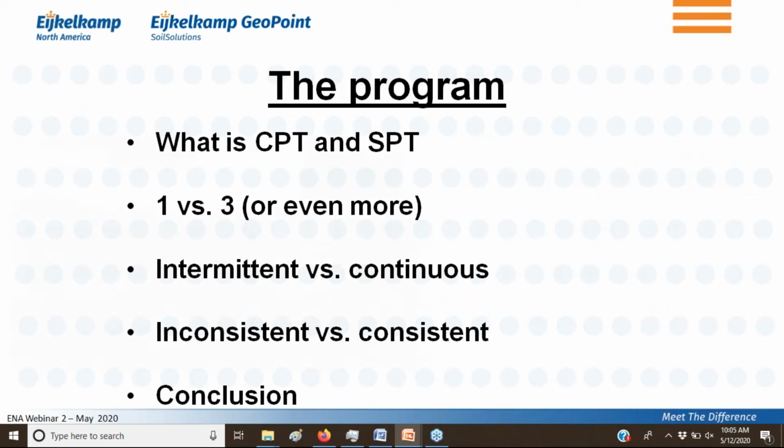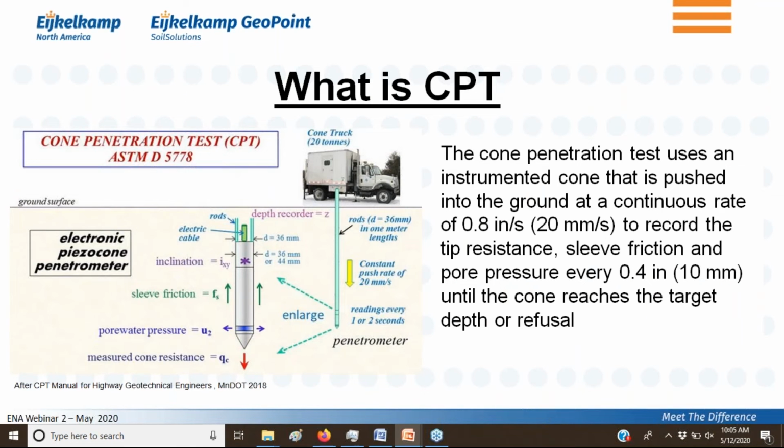So let's get started with what is CPT. What you see on the screen on the left-hand side is a kind of a graphical representation of pushing a cone into the ground. In this case with a cone truck, a 20-ton truck, but you don't need to do it with that heavier truck. You can do it also with a crawler. You can do it even with a mobile unit. The whole issue is that you push an instrumented cone into the ground, and you do that at a speed of 0.8 inches per second, or 20 millimeters per second.